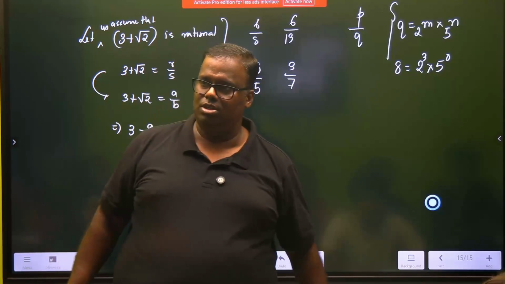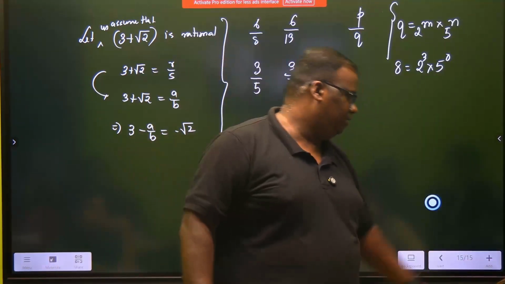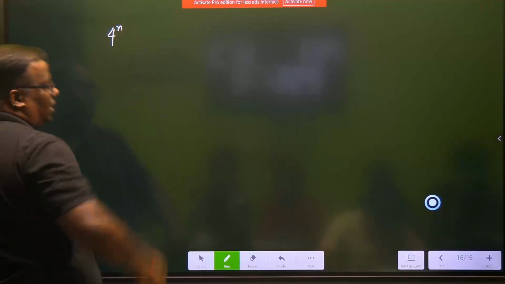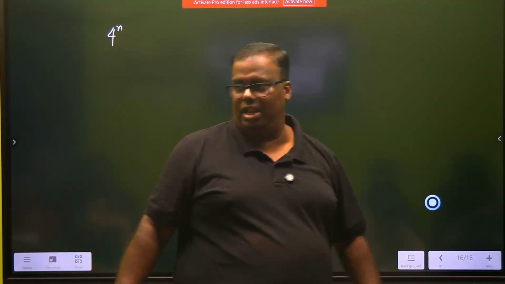Is this understood? Okay. Our next question. One thing that comes up in the chapter: show that 4 to the power n will not have a factor which will end in 0.